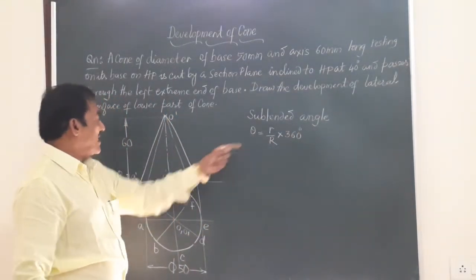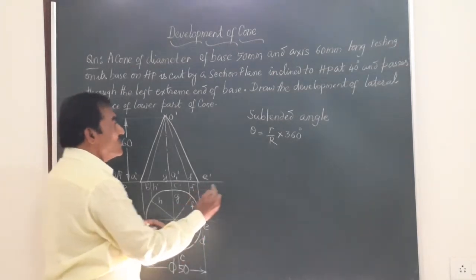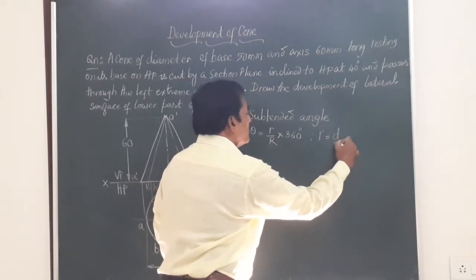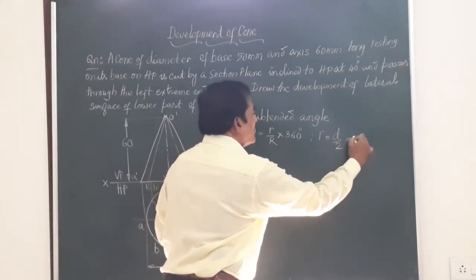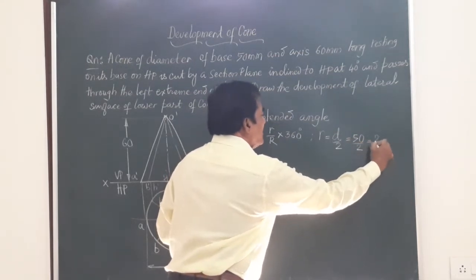This R is the radius of the base, that is diameter by 2. I will say here r is equal to d by 2. d by 2 is nothing but 50 by 2, 50 mm diameter by 2. That is 25 mm.